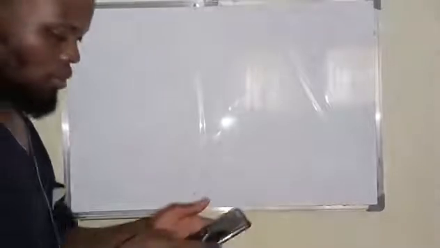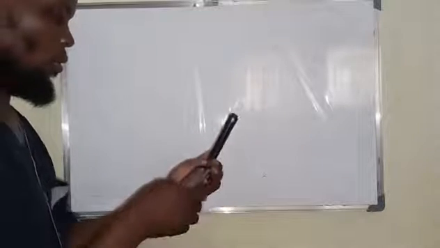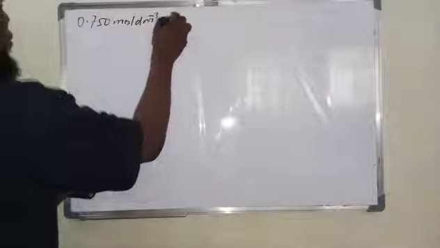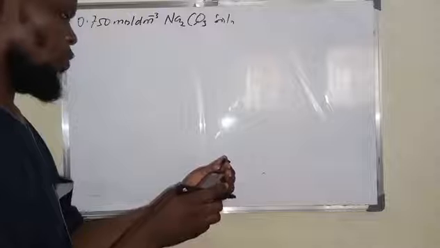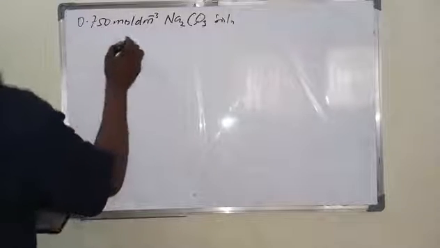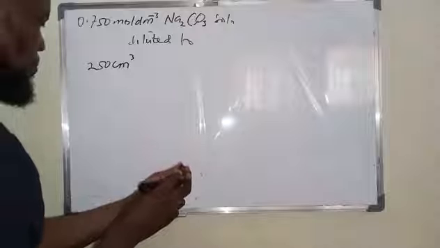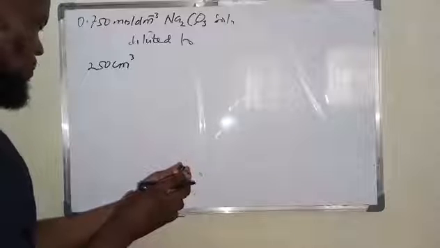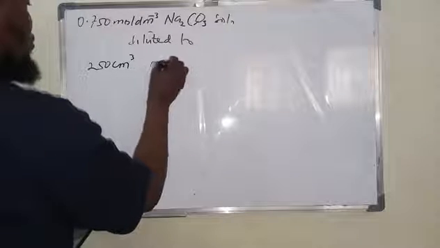So the second question goes: what volume of 0.750 mole per dm cube sodium carbonate solution could be diluted to 250 centimeter cube to reduce the concentration to 0.025 mole per dm cube?